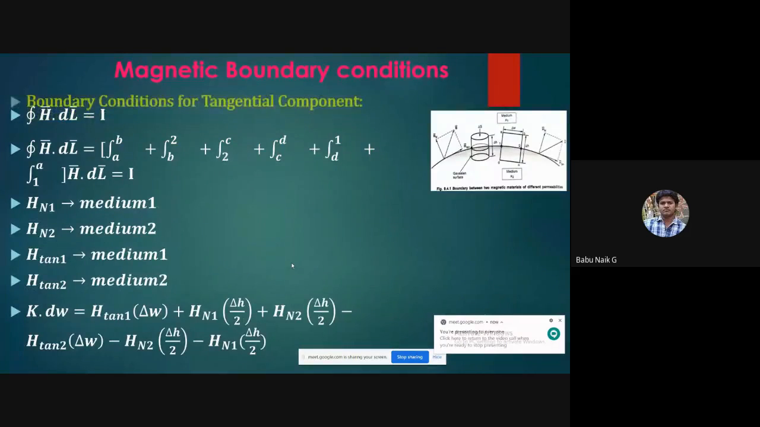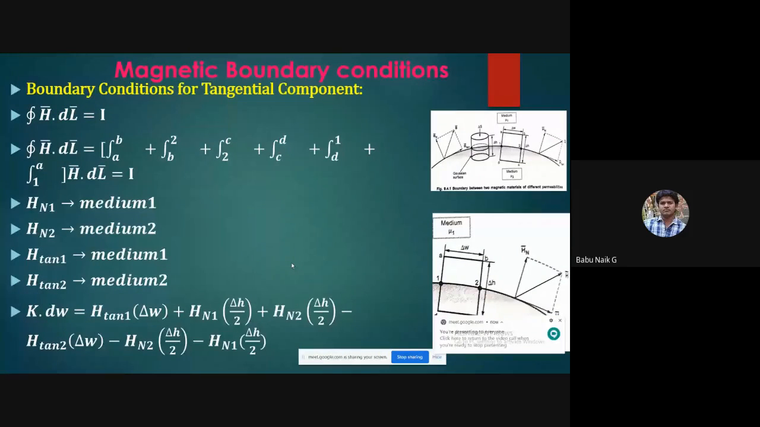Okay, so having this completely closed integral, that is Ampere's circuital law. You can evaluate this by considering all the lines here: A to B, then B to C, C to D and D to A, and in between you have B to 2 and 2 to C, and then C to D, and here again D to 1 and 1 to A.